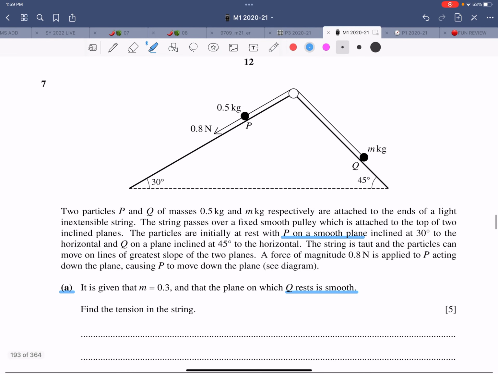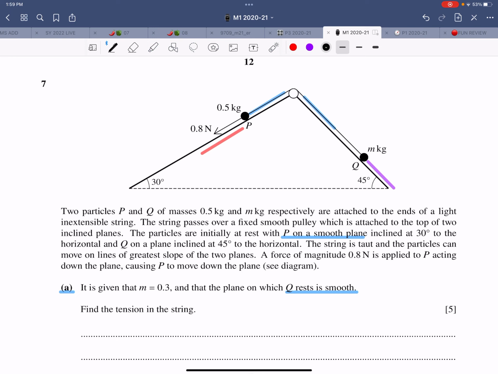Now, let me label some forces. This is one force. And what else is there? There is a tension over here. There is a tension over here. Then there is this particular force down this plane. And what else should be there? I think that's all about it.